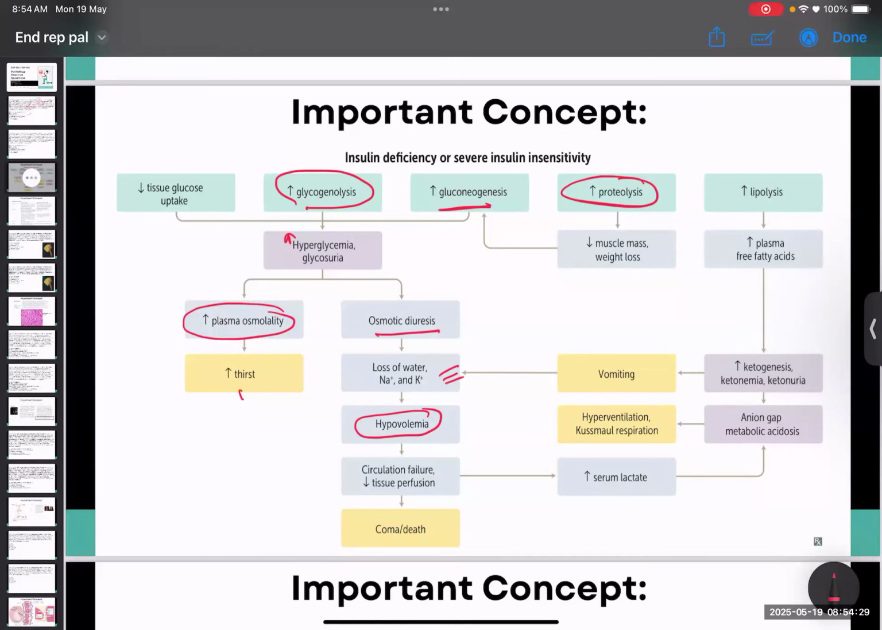And another thing that happens while you are in starvation state is breakdown of fatty acids via beta oxidation. And so when that happens, ketone bodies are produced. And so now you have ketone in your blood and you kind of want to get rid of that ketone. So again, you're going to pee it out, right? And also you're going to vomit it off.